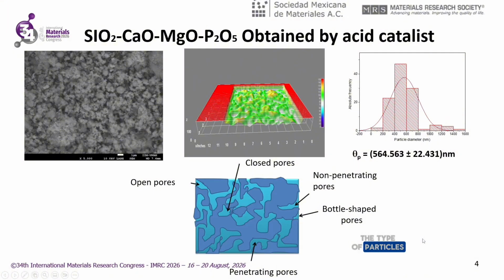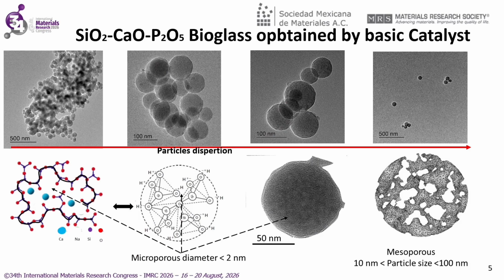The type of particles obtained is very diverse, since open pores, closed pores, non-penetrating pores, bottle-shaped pores, and penetrating pores are found within them. In order to obtain particles that do not agglomerate with each other, the synthesis of bioglass catalyzed by a base, such as ammonium hydroxide, was chosen.